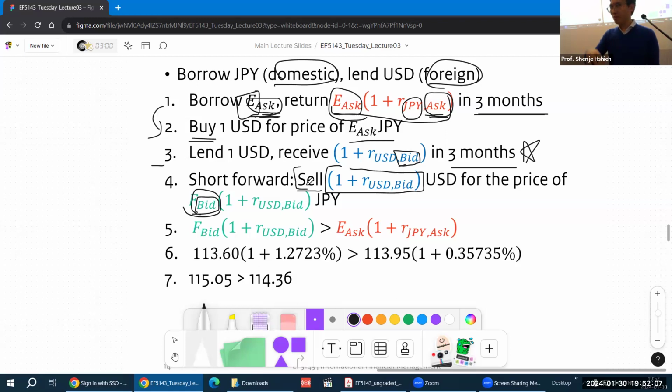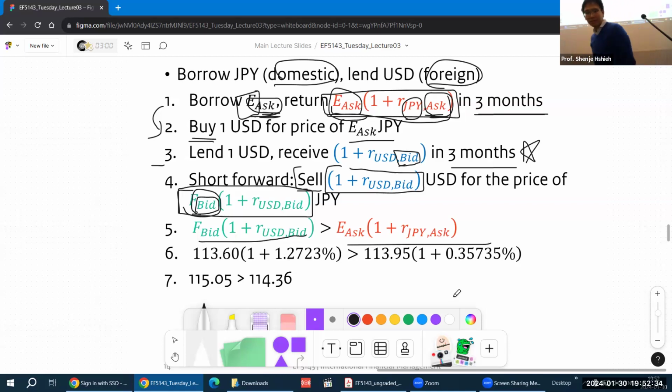So short forward, short means delivering or selling the underlying asset. Buy means to pay the higher price, right? So the ask. So we have this cash inflow in step 4, and we now have only this cash outflow in 3 months. As long as this inflow exceeds this outflow, we have arbitrage profits. So check the numbers yourself, and hopefully it should be this. Okay.